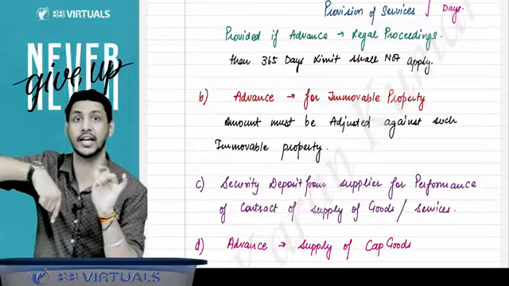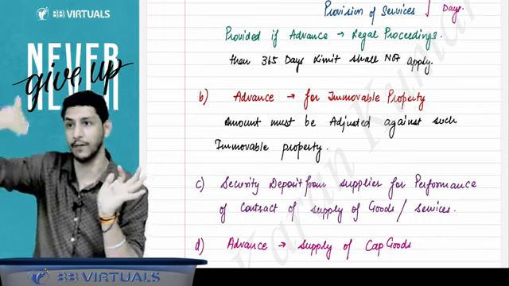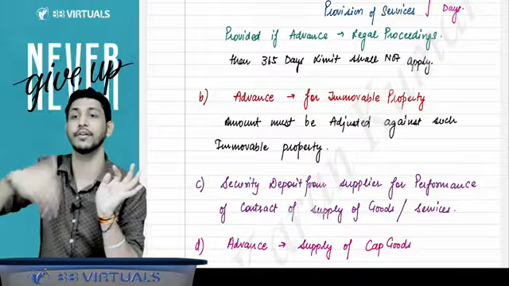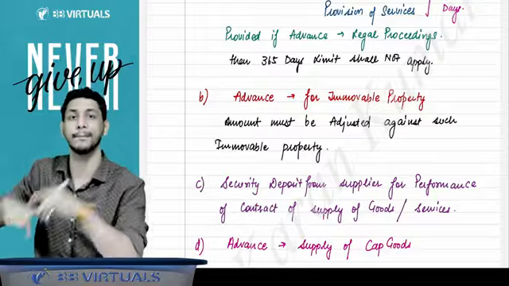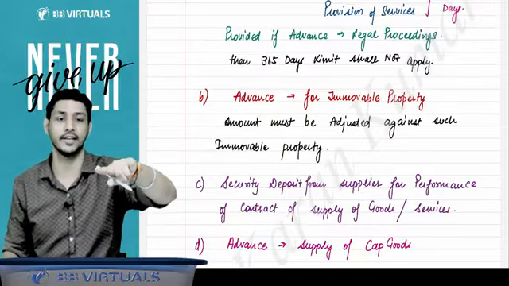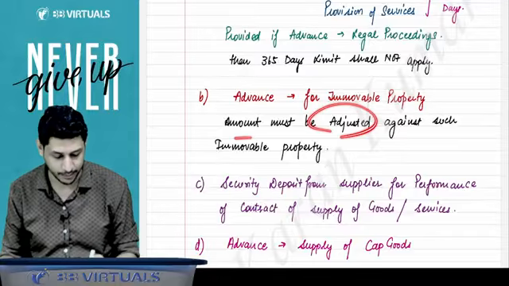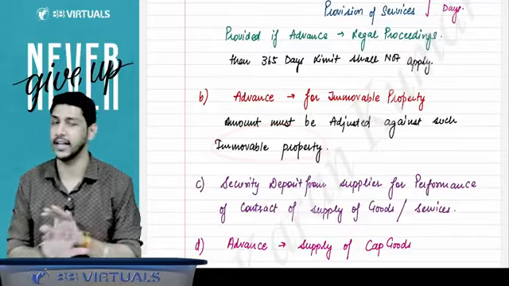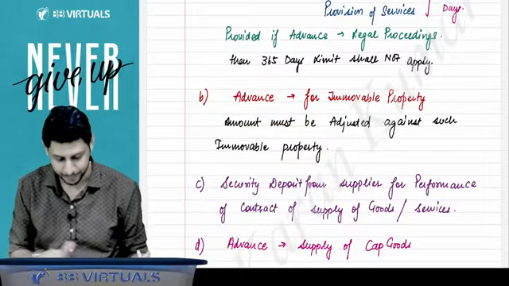If you adjust that amount for some other use, you have received that amount as an advance that we will give you the immovable property, but later on the company is adjusting that amount to some other use, then it will be considered as a deposit. If you adjust that amount against that immovable property, then it will not be considered as a deposit.